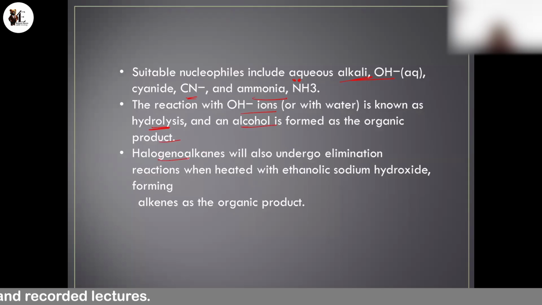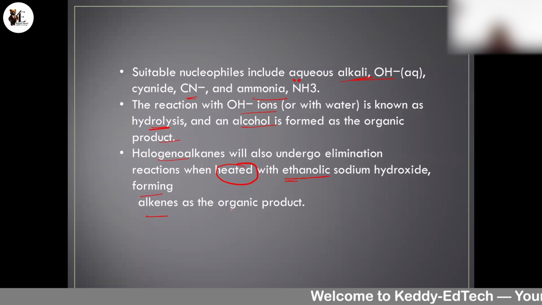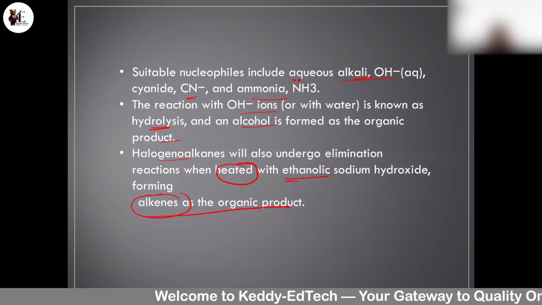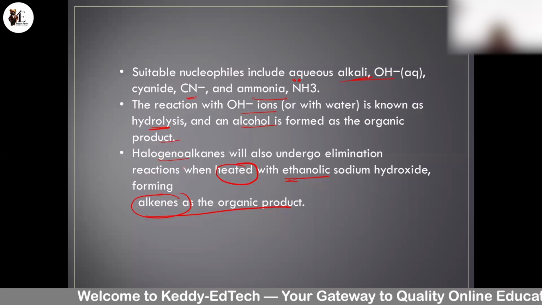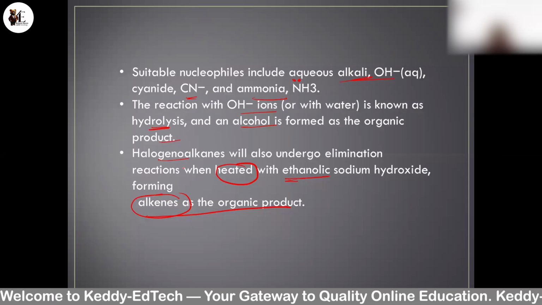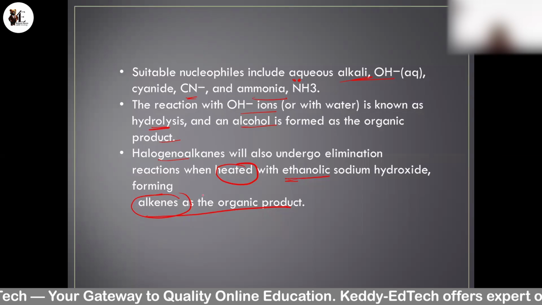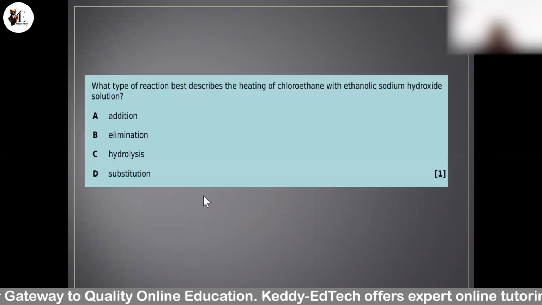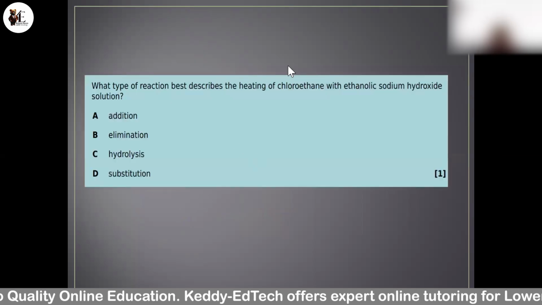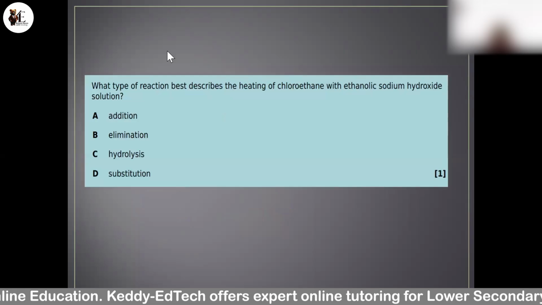Next, the elimination reactions. Halogenoalkanes will undergo elimination also when heated, and heating is necessary in elimination reactions, with ethanolic sodium hydroxide, forming alkenes as the organic product. So if you are taking alcoholic NaOH, then you have alkene as a product. But if you are having aqueous NaOH, then you have alcohol as the product. If this chapter is clear, then please answer some questions.